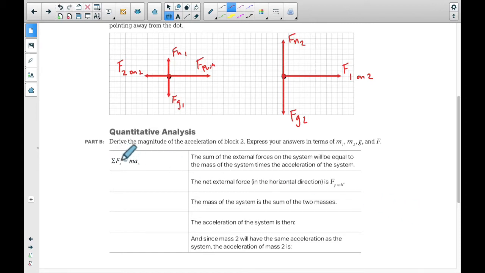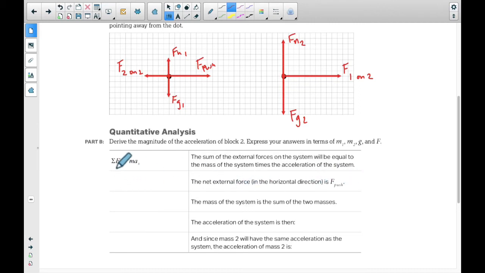Okay, so they start off saying the sum of the forces in the x direction is equal to m times a in the x direction. So then they explain it. The sum of the external forces of the system will be equal to the mass of the system times the acceleration of the system. That's just Newton's second law. Then the net external force in the horizontal direction is F sub push.